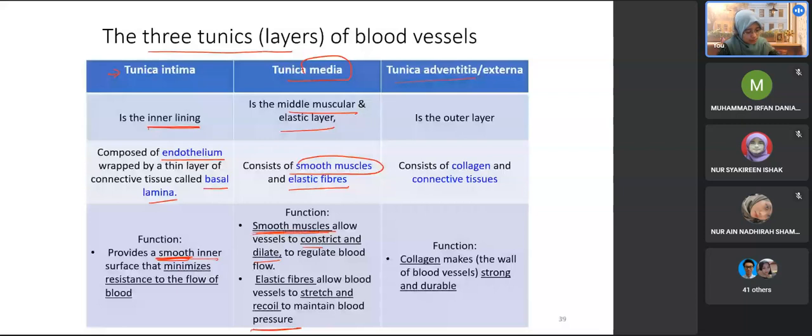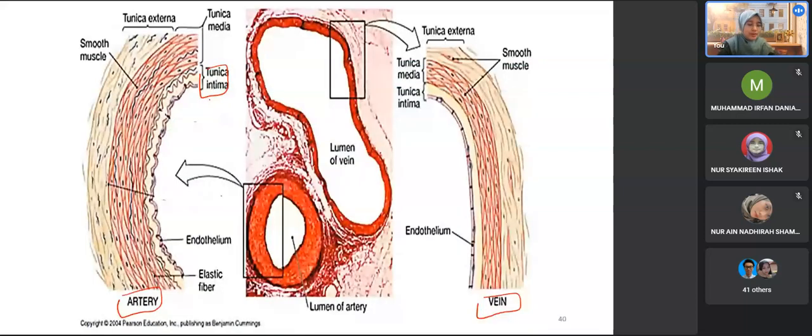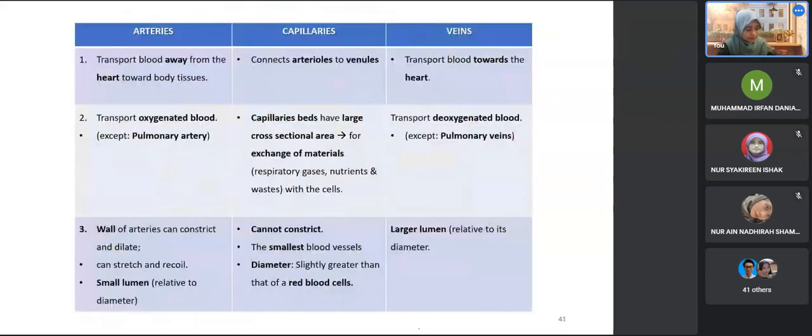Okay, so basically in this diagram ni macam dalam punya lab hari tu lah, where you have to observe prepared slides of artery and vein. You have to identify which one is the artery, and which one is the vein. So ingat the three layers: tunica intima, dalam, media, tengah, adventitia, luar. And its composition and also function as well.